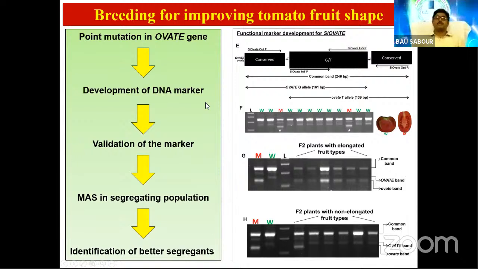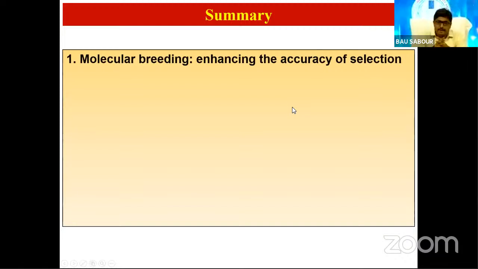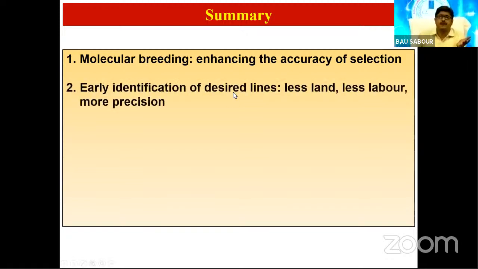We developed DNA-based markers. We validated this marker, and this we carried out in a segregating population to identify better segregants. We have already communicated these results in one of the journals, and we are waiting for the decision from the journal. So if I summarize my entire lecture, then molecular breeding is enhancing the accuracy of selection, which I have discussed throughout in my lecture.